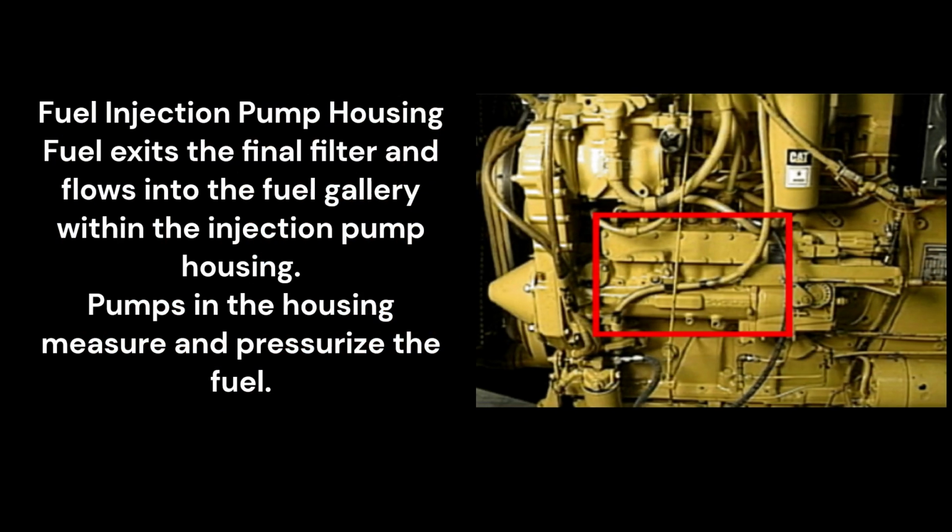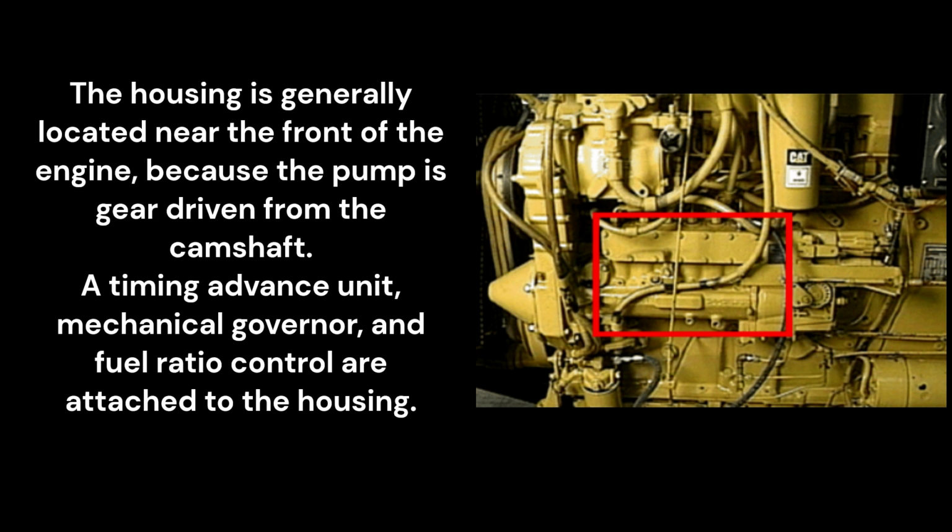Fuel injection pump housing. Fuel exits the final filter and flows into the fuel gallery within the injection pump housing. Pumps in the housing measure and pressurize the fuel. The housing is generally located near the front of the engine, because the pump is gear-driven from the camshaft. A timing advance unit, mechanical governor, and fuel ratio control are attached to the housing.